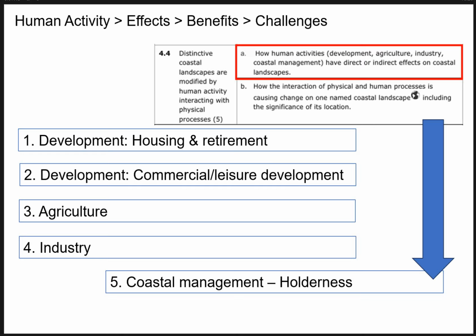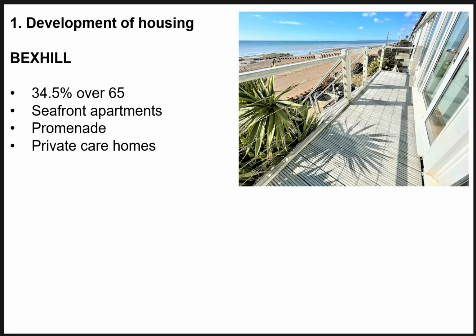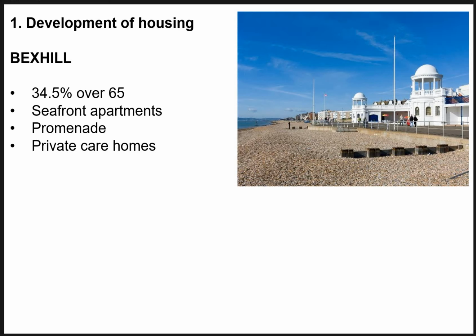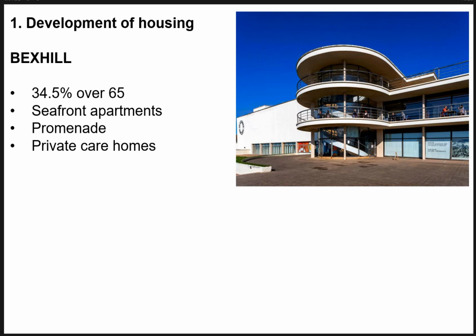Okay, let's look at the first development activity, and specifically in this area of Bexhill. So here's some great photographs of Bexhill. You can see it's a coastal town, a well-used coastal town, a well-developed coastal town. Some shots of the pavilion. So this is an area that has a high percentage of people over 65.